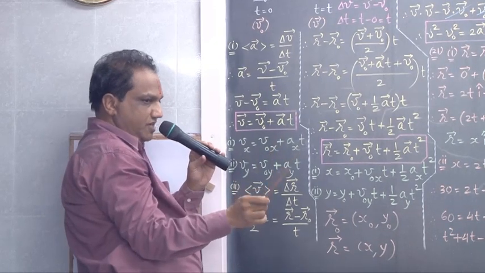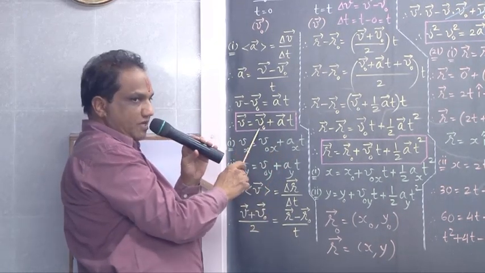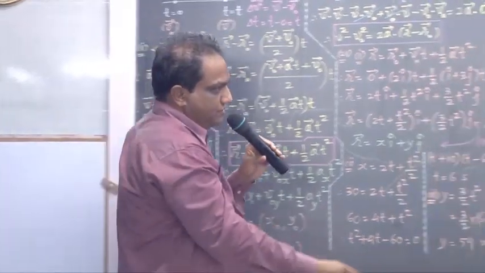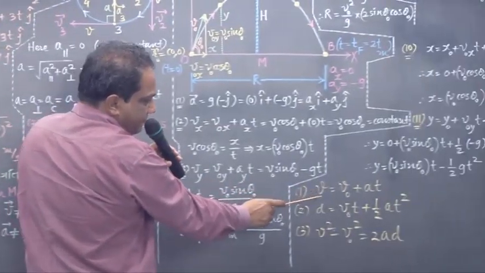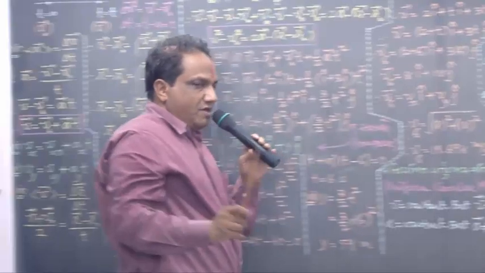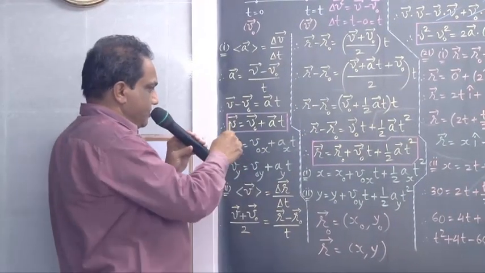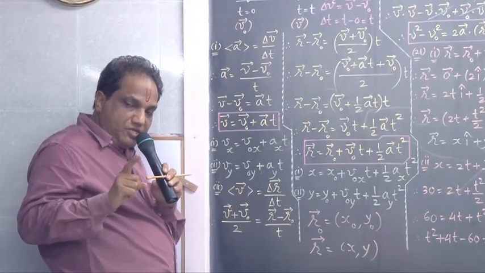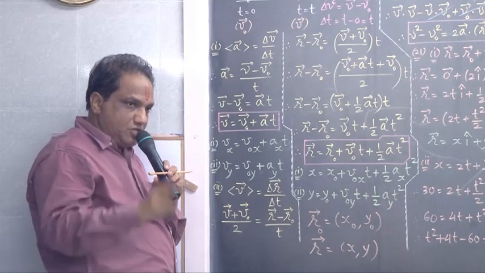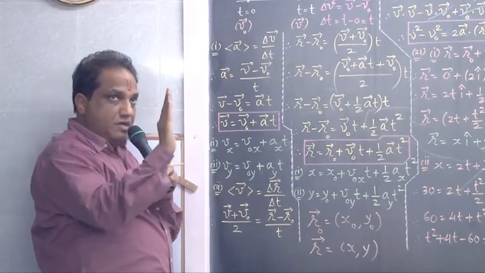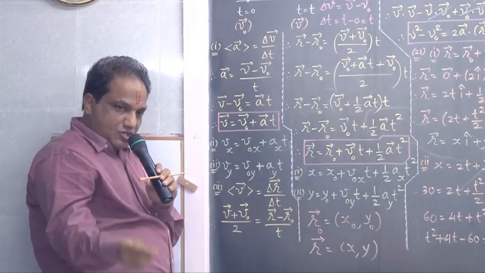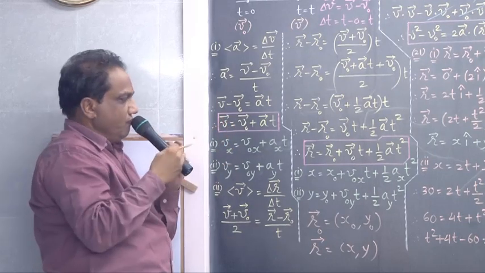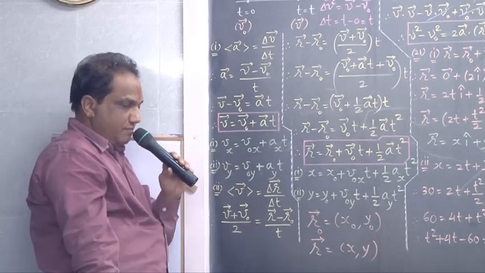You must pick the vector: vector v equals vector v0 plus vector a into t. Is this equation similar to this? Fine. Now tell me what the components of this equation can be in scalar form. In two dimensions, any vector has two components, the x component and the y component. So let us write two components of this equation in scalar form.